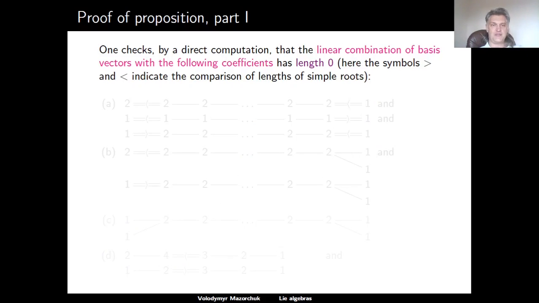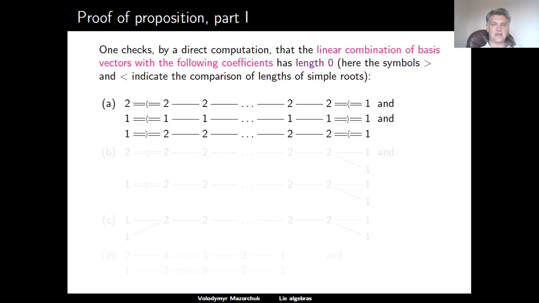We are going to present, for each of the above forbidden graphs, coefficients of a certain vector, given in the basis of simple roots, such that the length of the corresponding vector computed with respect to our scalar product is 0. And all these vectors will have non-zero coefficients, so the vectors are non-zero, which manifestly gives us a contradiction because our scalar product is positive definite.